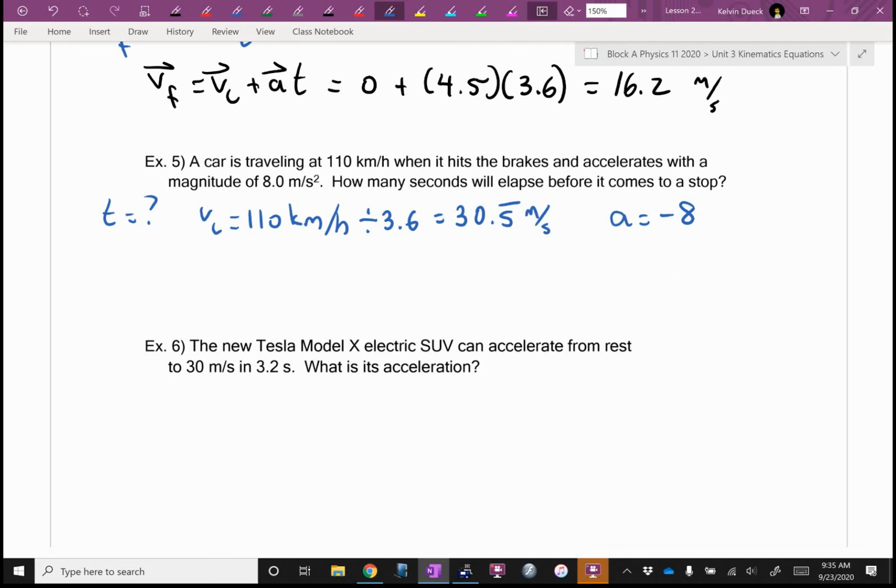I got VI. I got A. I need three things to find the fourth. I'm missing something. What's VF? How do you know? Another physics phrase or trigger phrase is the word stop. Underline it this time. This is why I said I'm looking for numbers and physicsy words.